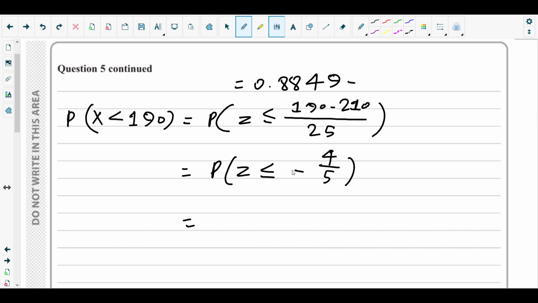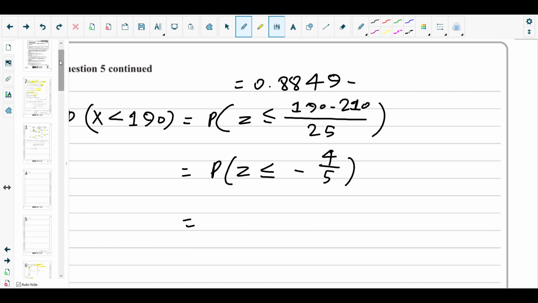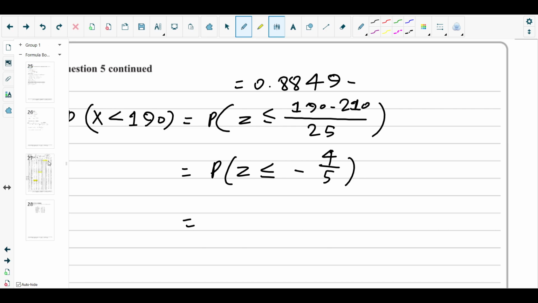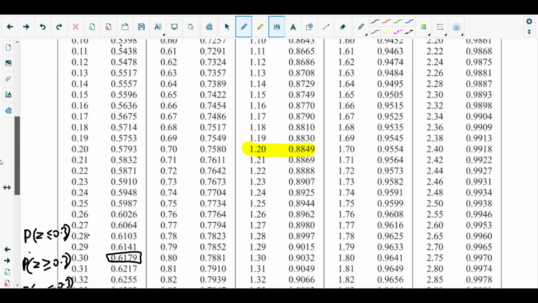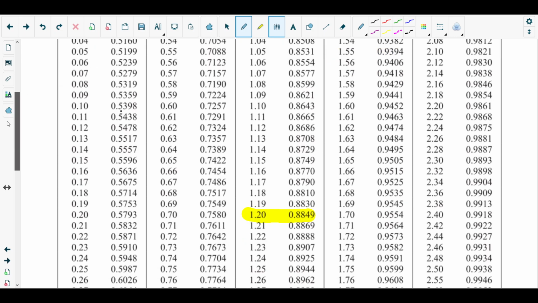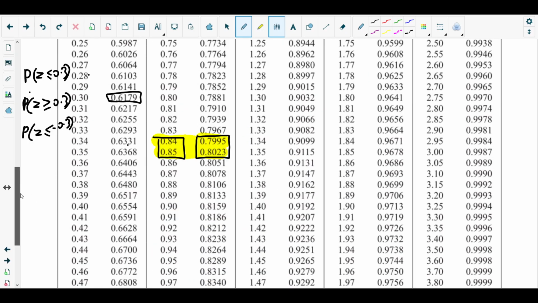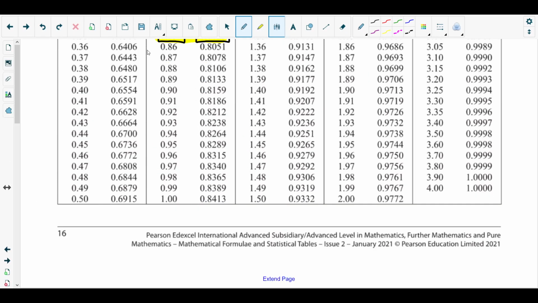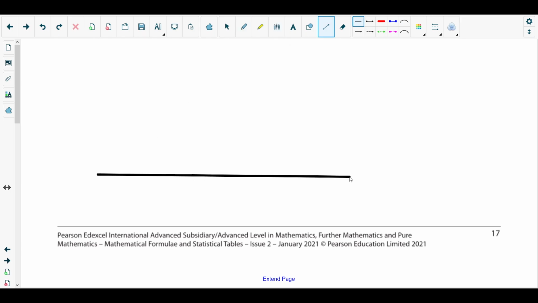This is negative 4 over 5, but in the normal distribution table for the standard values you can't find negative values. The table goes from 0 only. We can't find negative values, so we need to use a concept from the bell curve. If I show you a bell curve, consider this is a bell curve.